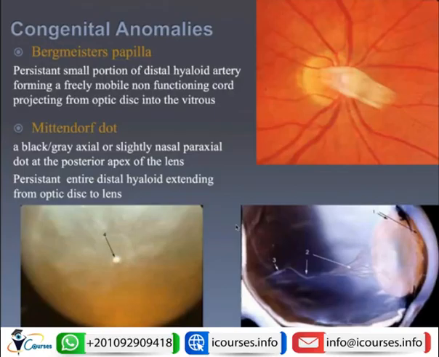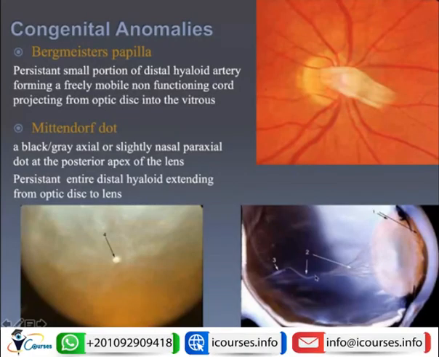Sometimes there are some congenital anomalies due to a persistent hyaloid system. So the hyaloid system or the hyaloid artery extends from the optic disc toward the lens, enclosing it as a tunica vasculosa lentis. Sometimes the proximal part of the hyaloid system will persist and appear as a mobile, non-functioning pterygium-like tissue arising from the optic disc, which doesn't have any visual or clinical significance, but is just the persistent part of the hyaloid artery.